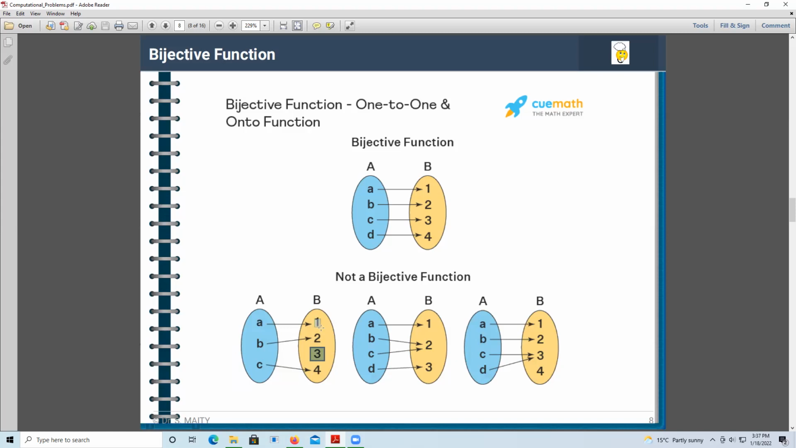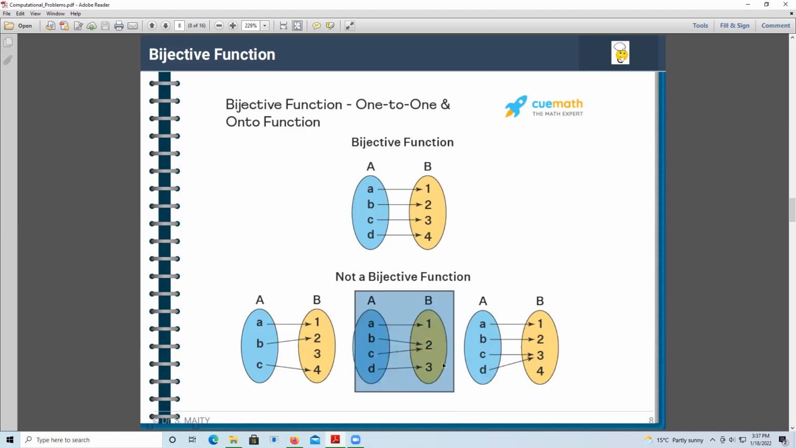It is not possible that we get an output for 1, for 2, for 4, but for 3 we do not get one. No, that cannot happen. For every input, you must get an output. That's why you cannot define any function mapping from B to A. So here you cannot define any function from B to A.